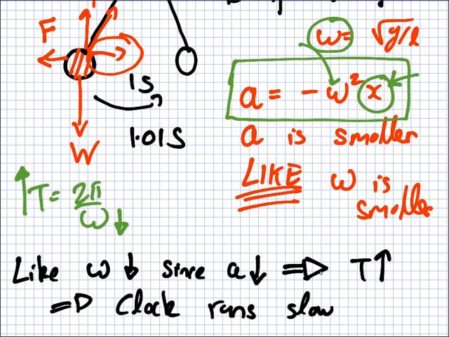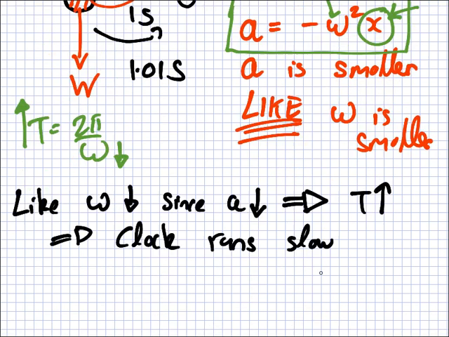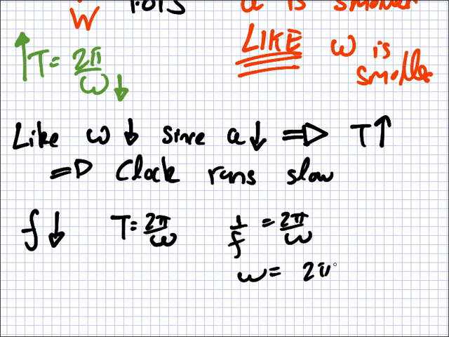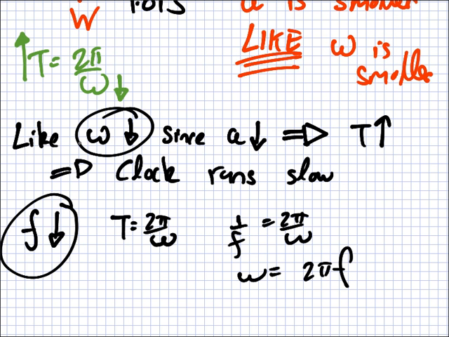Omega is changed. They said the frequency reduces, and remember we have the formula T equals 2 pi over omega, and T is 1 over f. So 1 over f equals 2 pi over omega, so omega equals 2 pi f. So by saying the f is less, it's the same as saying the omega is less. So that answer matches what I'm saying, just much shorter.